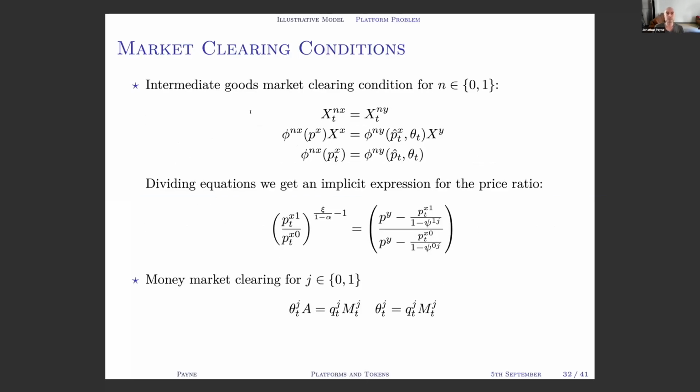Okay, so we need to think about these market clearing conditions. So we have the intermediate goods market. This is the total supply, so capital X, and then there's little x, these are the X good producers. So this is the supply to the market, and then these are the Y good producers, this is the demand in the market. These are the ones buying the intermediate goods.